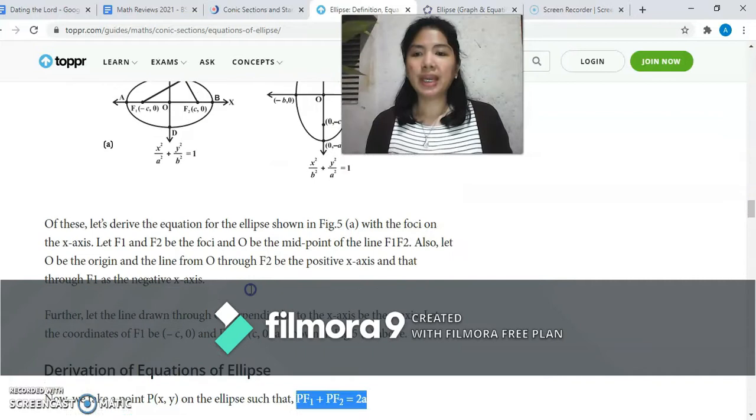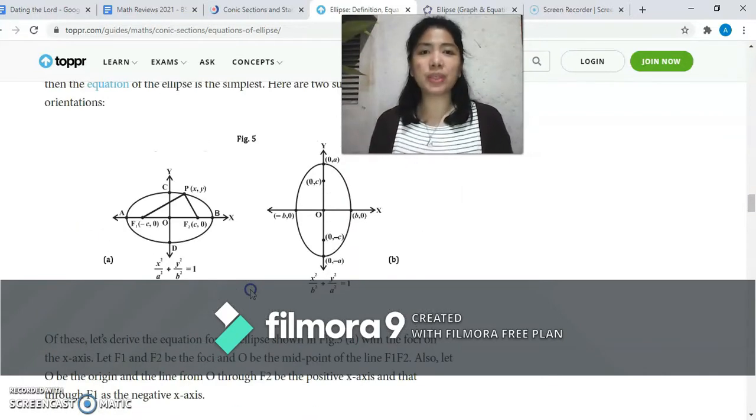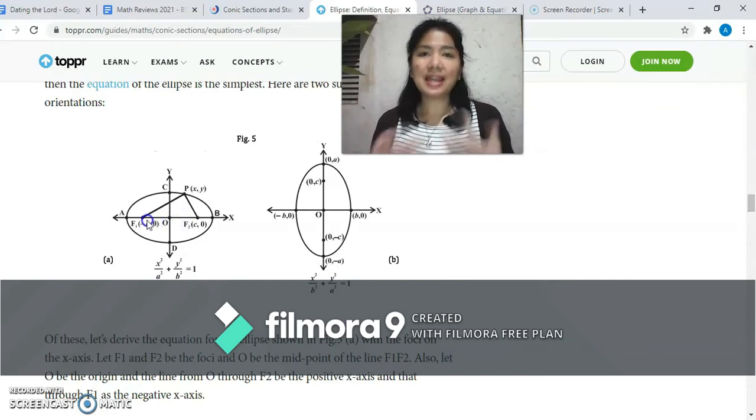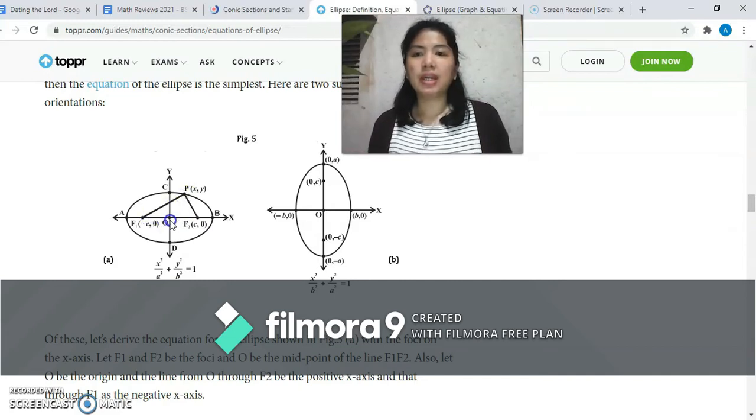So let's use the distance formula. We're going to extract the X distance and the Y distance for each of the hypotenuses, because as you can see, we can create a right triangle with the hypotenuse PF1 and hypotenuse PF2. So the X distance of PF1, as you can see, is 0 to X, so you have X length, and you have 0 to negative C, so that will be C. So X plus C is the X distance for this hypotenuse PF1. And then the Y distance, of course, is 0 to Y, so Y squared. In other words, PF1 squared is equal to (X plus C) squared plus Y squared.